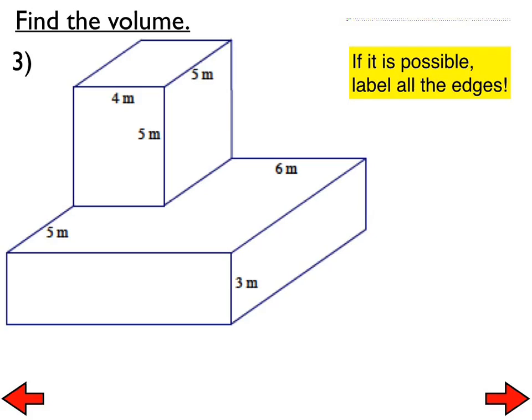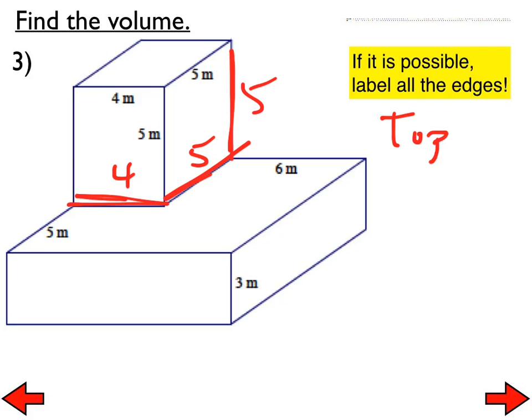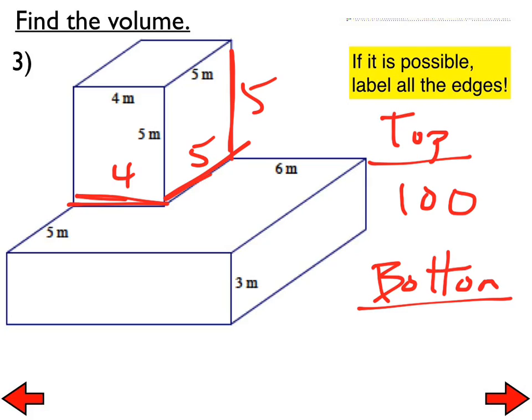Everybody try number 3. So let's take a look at number 3. We need to find the volume of both pieces and then add them together. So to make this look like all the other shapes, this is 4, that's 5, this is 5, which means the volume of that top piece is, looks like that's 100. And then the bottom piece is, once again, to make it look like all the others, obviously that's 3.